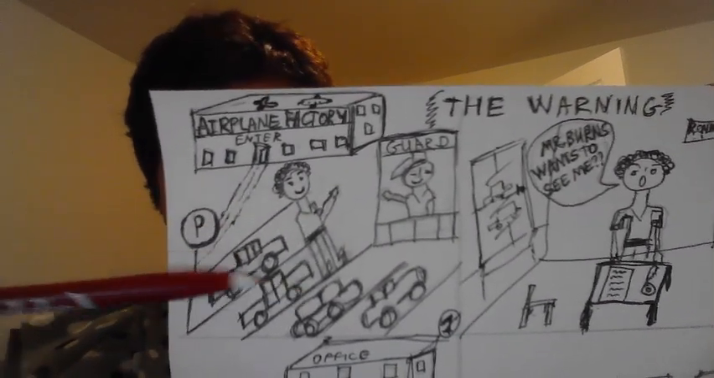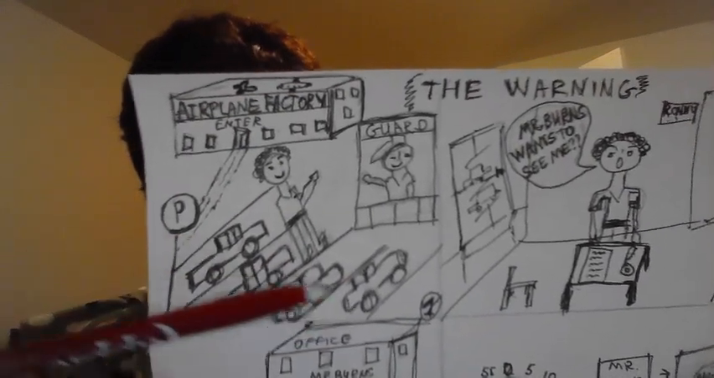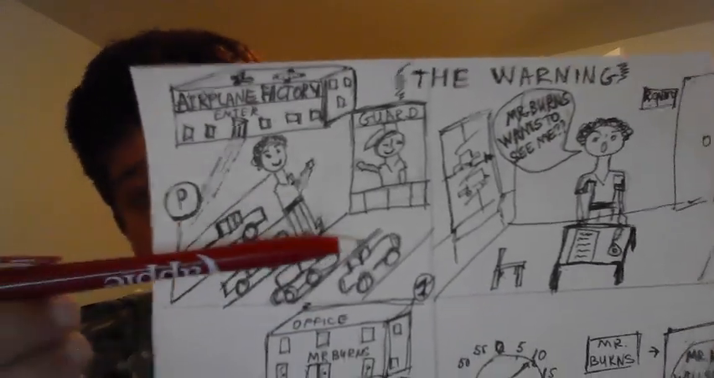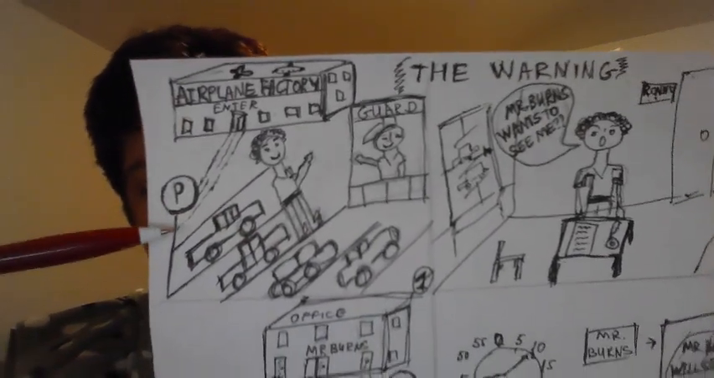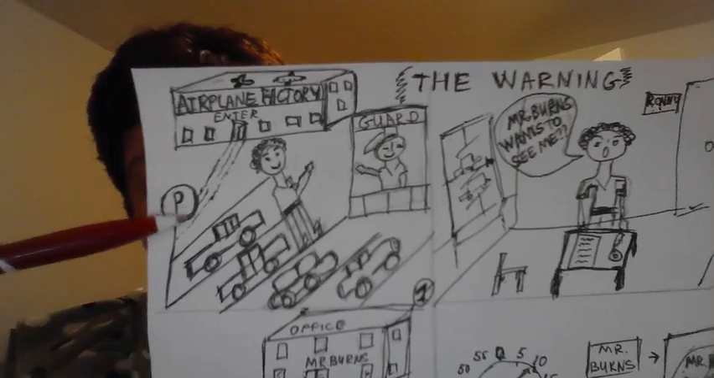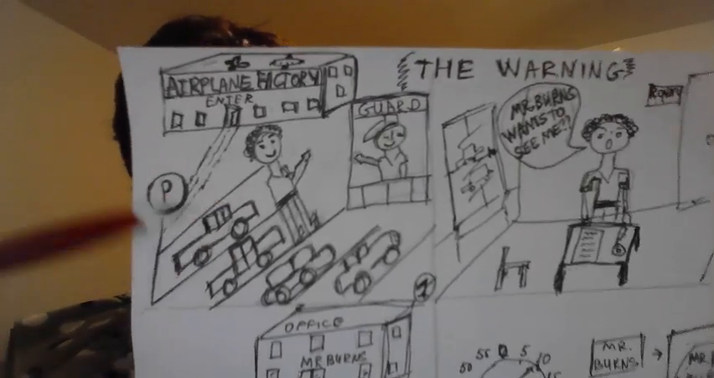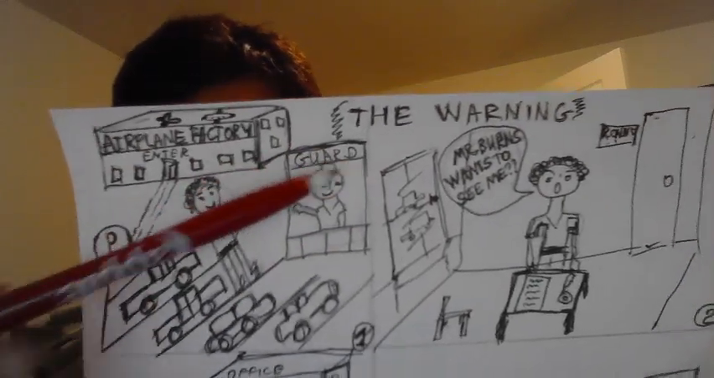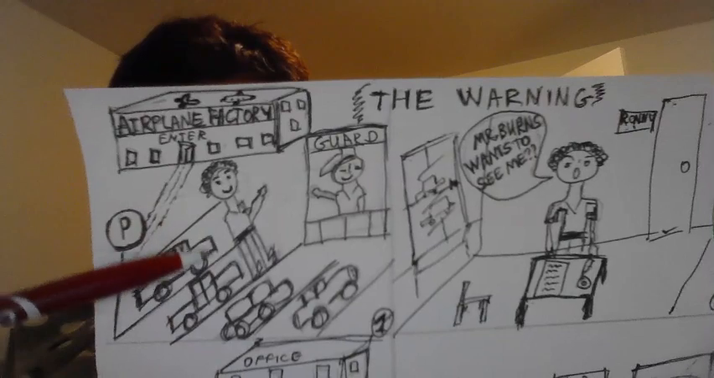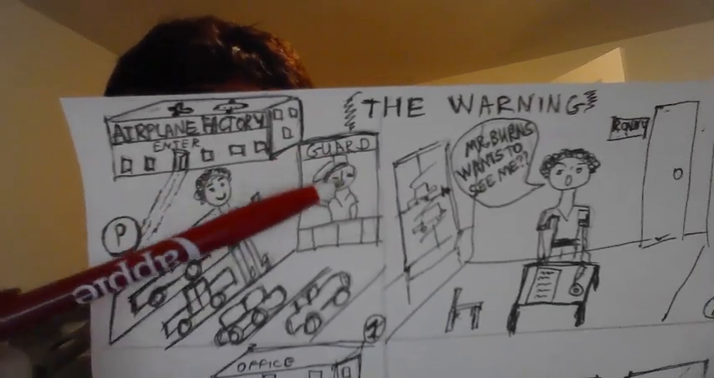So what is going on in the first picture? We see the parking lot. I tried to park the car here and put the parking lot sign, which should be quite recognizable for students. And here there is a guard. The story says that Ronnie drove to the parking lot and said hello to the guard.